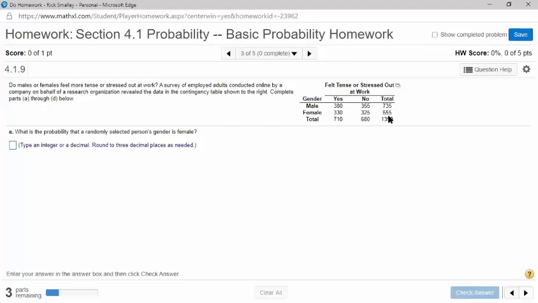So here's a little contingency table up here, determining whether or not you're stressed at work, comparing male, female, and stressed or not stressed. What is the probability that a randomly selected person's gender is female? So it's just asking female, not bringing the stressed in there. So you go all the way to the right. Hopefully you can see where I'm pointing.